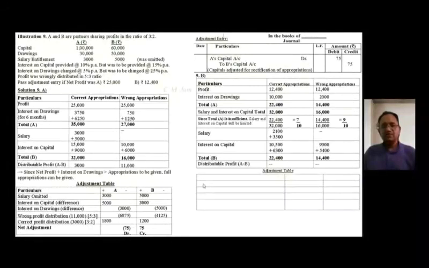Again, half page width for the particulars column, 1/4 and 1/4 for the next two columns for A and B. First detail we will write is salary omitted, like in the previous case, but the amounts will be different now. 2,100 and 3,500.